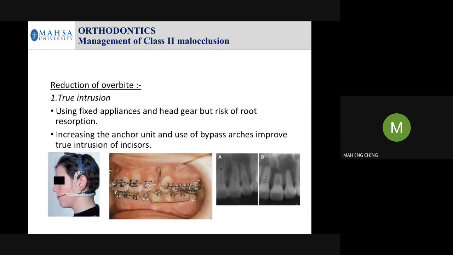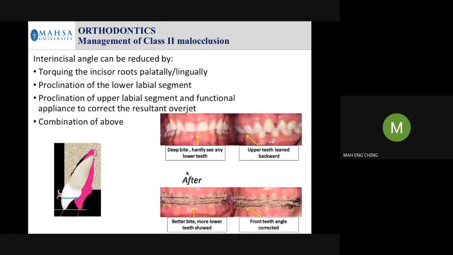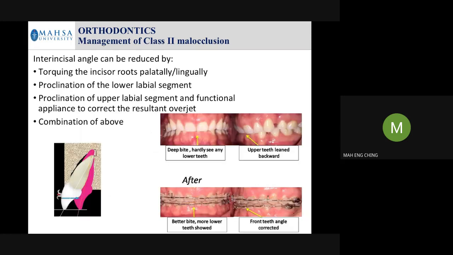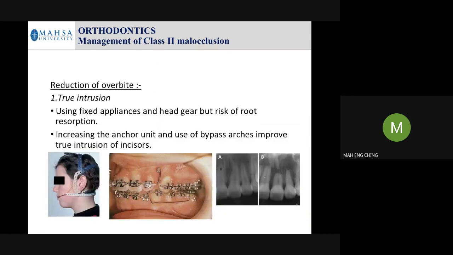Now, reduction of the overbite. Just now we talked about how we reduce the inter-incisor angle by pushing the upper and lower incisors forward. Now we talk about how we deal with the deep bite. The deep bite usually requires some intrusion of the upper and lower incisors, but for this you usually need fixed braces. So through intrusion, using fixed appliances and headgear, there is a risk of root resorption.